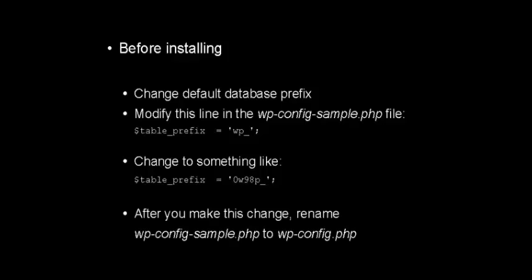Now, once you make this change, you then want to rename the wp-config-sample.php file to wp-config.php, and then you can proceed with the installation. If you've already installed your WordPress blog, here are some steps that you can take to improve the security of your existing installation. If you've manually installed WordPress, then the default administrator username will be admin, and you should change this into something that's harder to guess.